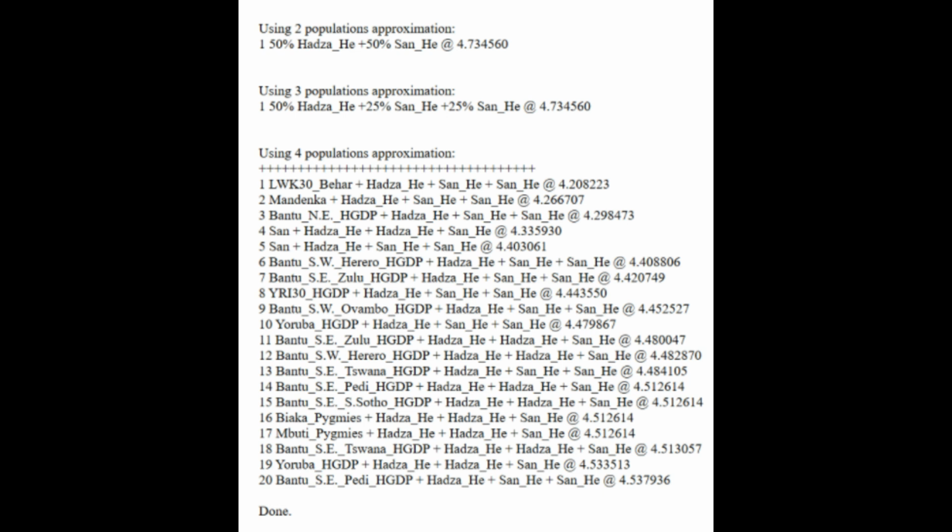So it's just combining some of the top 2 or 3 here, which caused the 3 population approximation to show up here. And when it comes to the 4 population approximation, it's pretty much the same thing, where the first one has LWK 30 Bihar plus Hadza He plus 2 times San He. Pretty much the same thing with equation number 2, but we replace the LWK with the Mandinka. Pretty much the same thing, but you replace that with Bantu. So it's a whole bunch of the African sources that are on the top of my list when it came to the 1 population reference point.